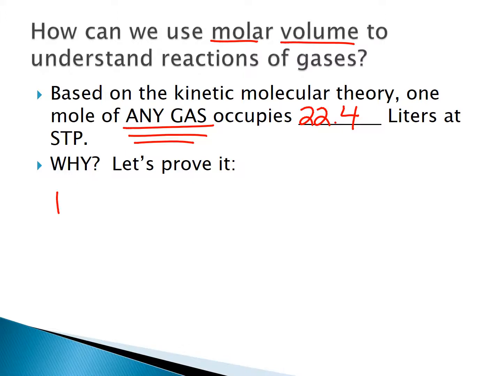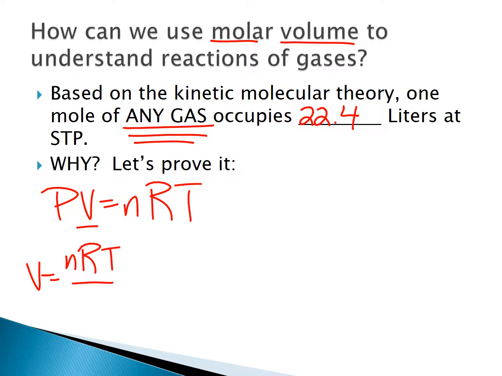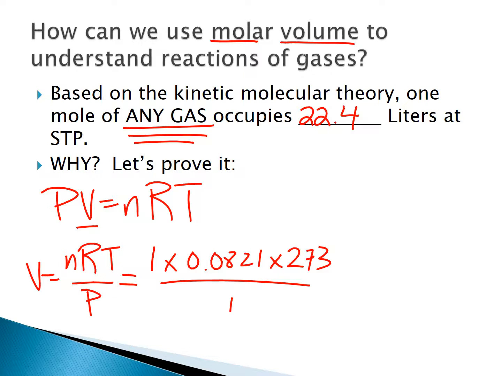So we can use the ideal gas law to prove this. I want to find out what the volume of 1 mole of gas is at STP. So I'm going to rearrange this equation. It's going to become nRT over P. N will be 1 because it's 1 mole. R is what R always is. Temperature at STP is 273 divided by the pressure, which is 1 atmosphere. When you punch this into your calculator, you're going to get 22.4 liters.